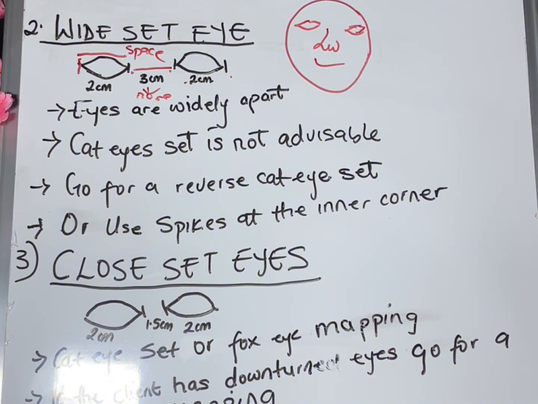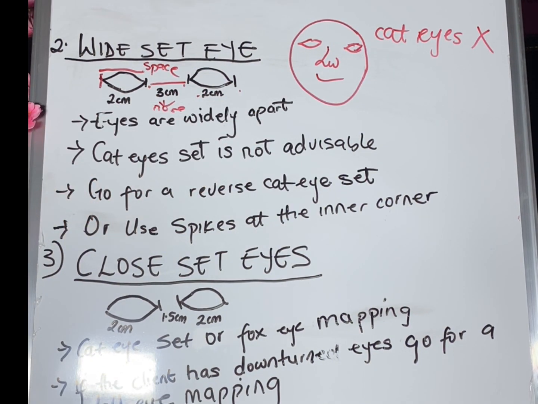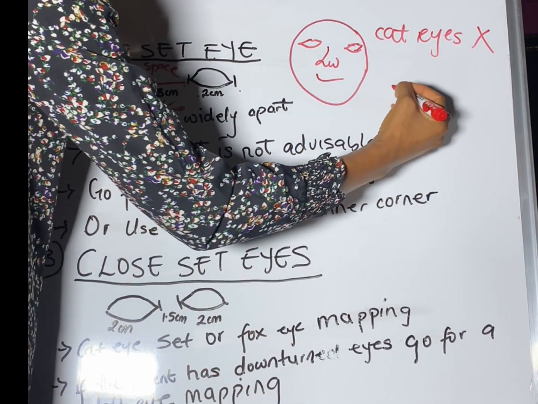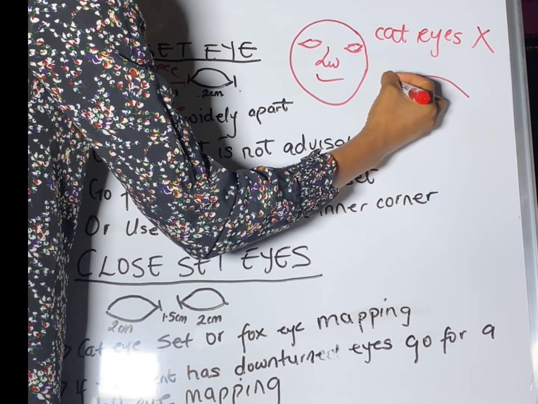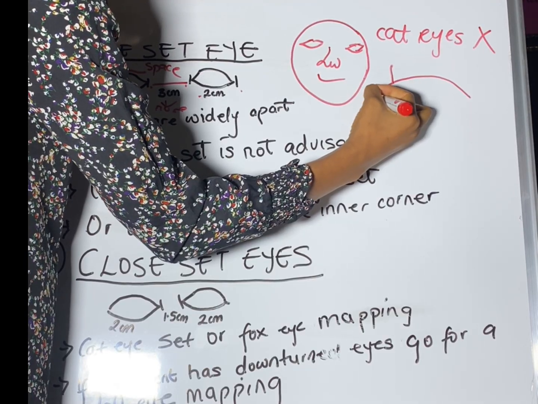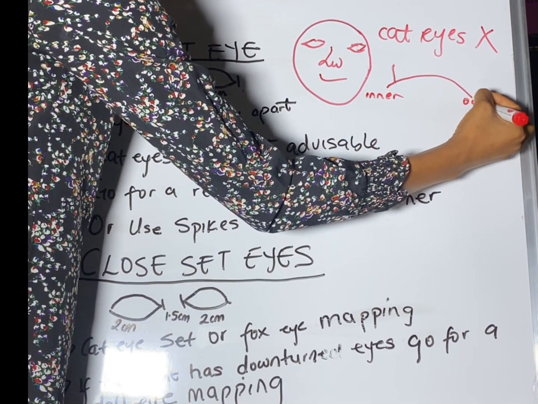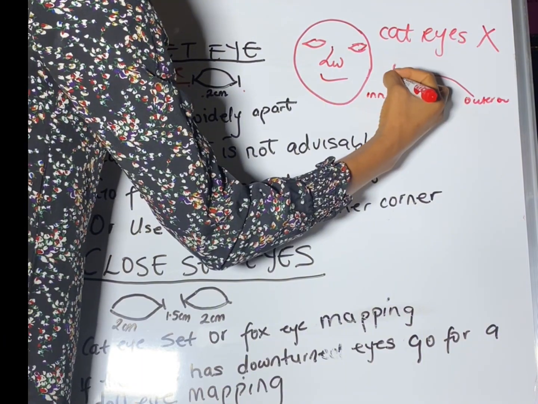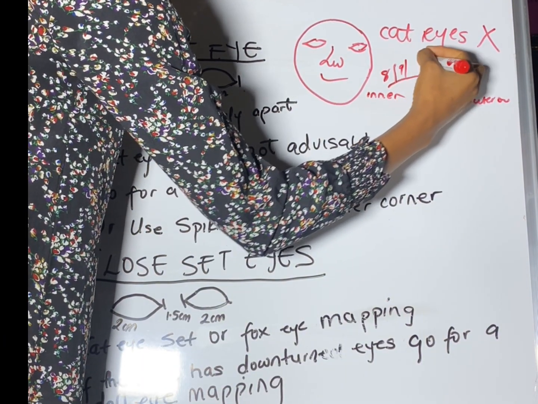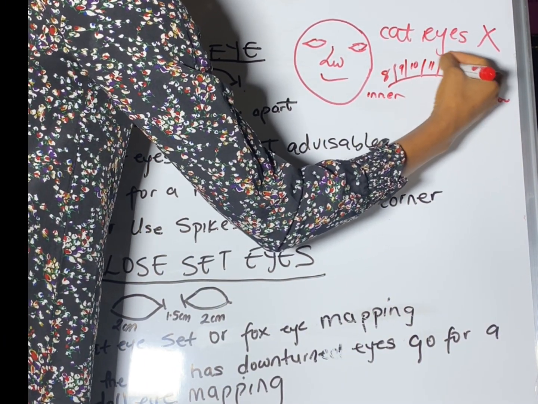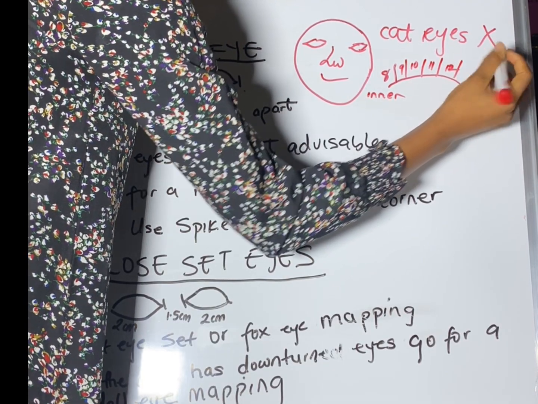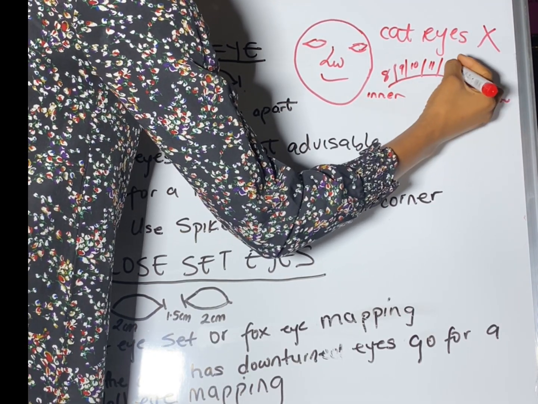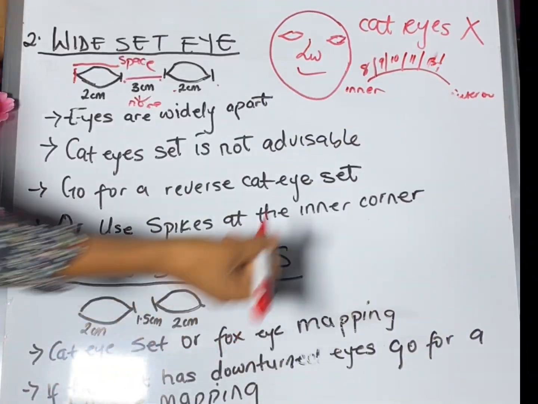Then what we'll do here is we don't do cat eye. Cat eye is not advisable. Here we go for the reverse cat eye mapping, and I'm going to illustrate that to you. So for our cat eye mapping, we go like this. If this is our set, this is the inner corner, right? Inner corner, outer corner. So we can go 8, 9, 10, 11, 12. Probably you want to accentuate it and make here 13, then 10, 14, right?